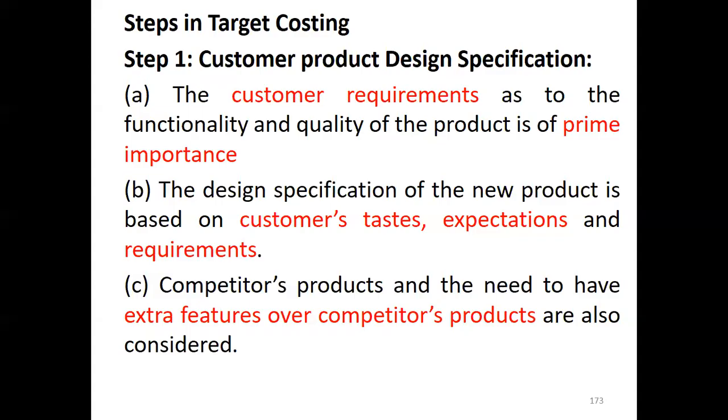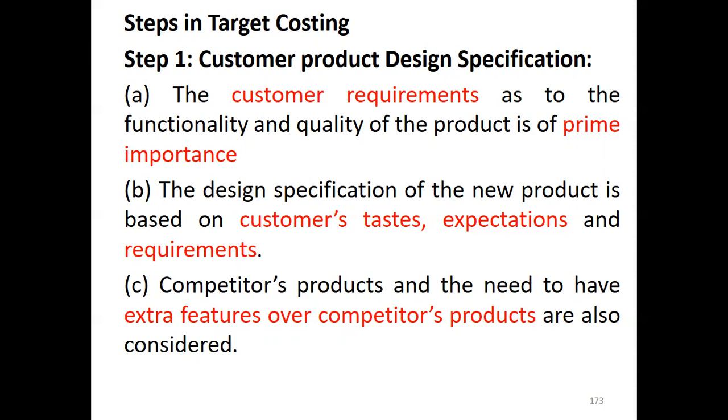Target costing, various steps in target costing. That is, target costing means what? If you want to reduce the cost, you have to do planning in advance, before the start of any activity, before the start of manufacturing, before the start of purchasing any kind of resources. First, you have to plan it. That is nothing but target costing.